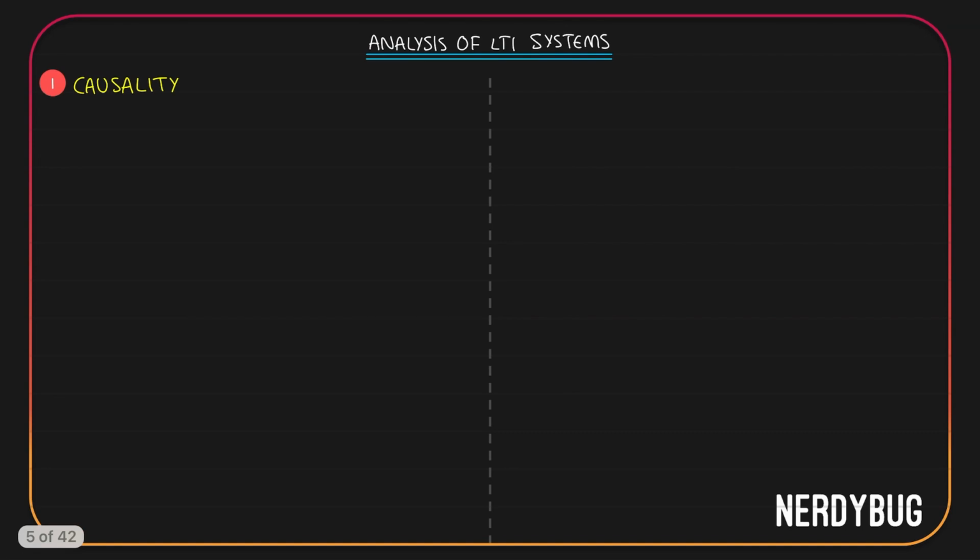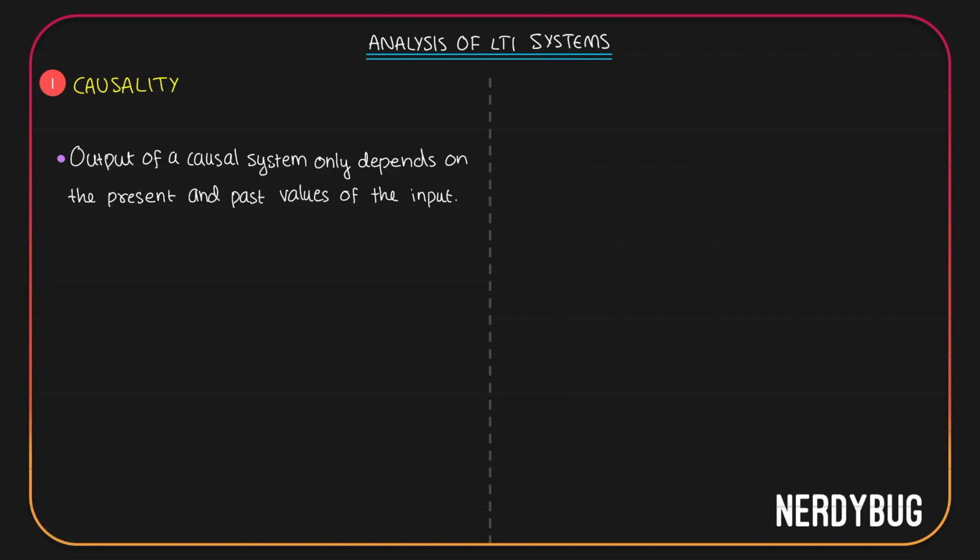Let us now learn how to check the causality of an LTI system using Laplace transform. Let us start by defining a causal system. A system is causal if its output only depends on the present and past values of the input. It is not supposed to depend on any of the future inputs.